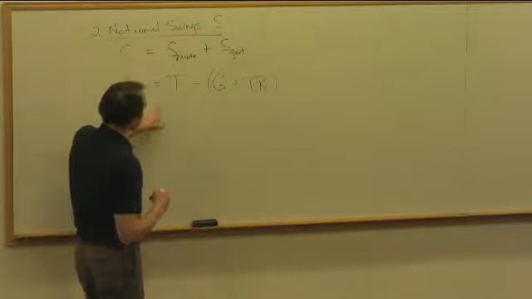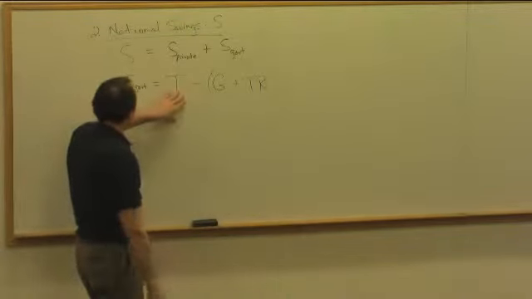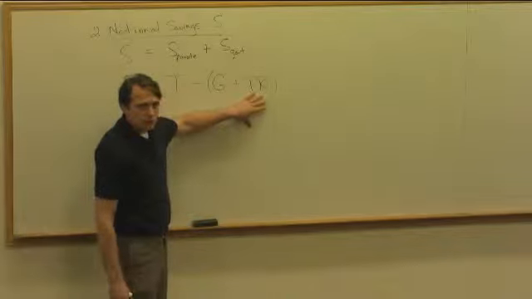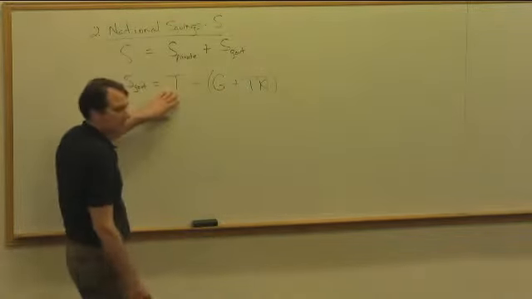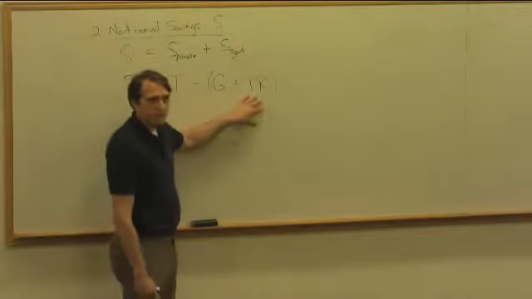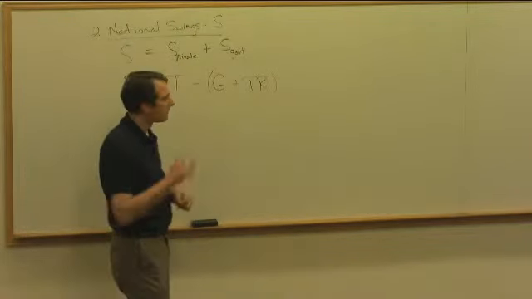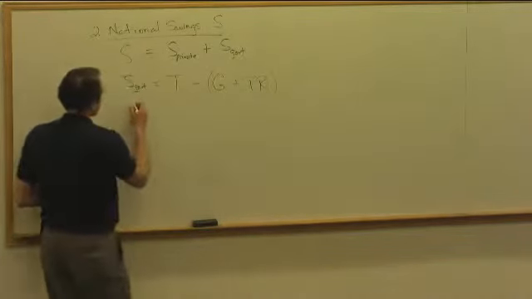Now, if this term is greater than 0, then that means tax revenues are greater than total government spending. The government runs a budget surplus. And if this number is less than 0, taxes are less than total government spending, the government's running a budget deficit. And we'll come back and talk more about that later on.